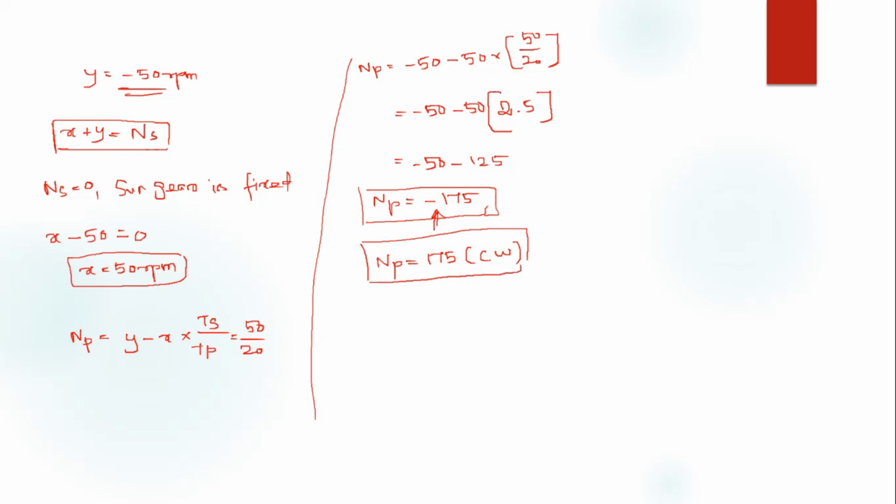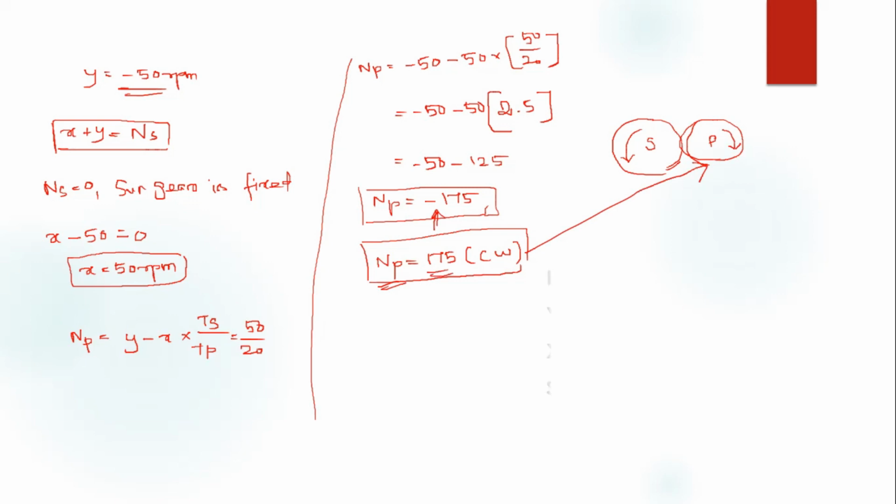We know that here this is the sun gear S and this is the planet gear P, right? So we assumed the sun gear rotates in the anti-clockwise direction. Then what about the direction of P? See, sun gear S and planet gear P are both meshed externally. So automatically, if the sun gear rotates in the anti-clockwise direction, then the planet gear P rotates in the clockwise direction. See the result, it implies the speed of NP is 175 clockwise.